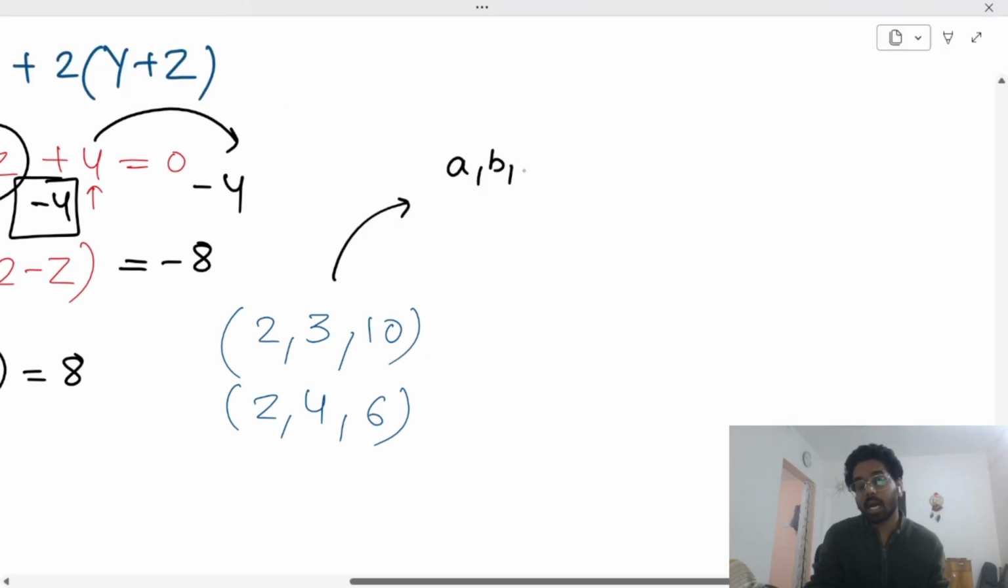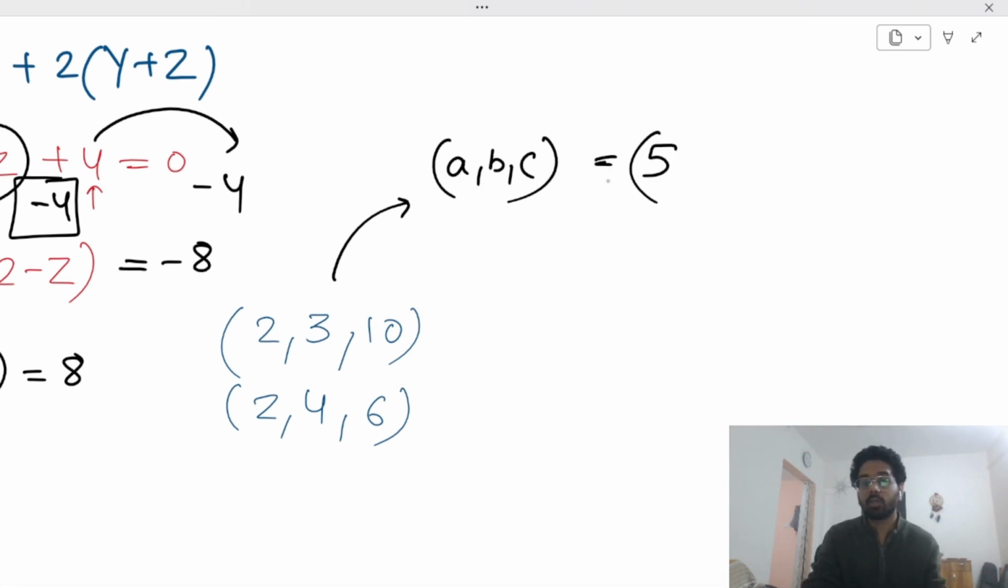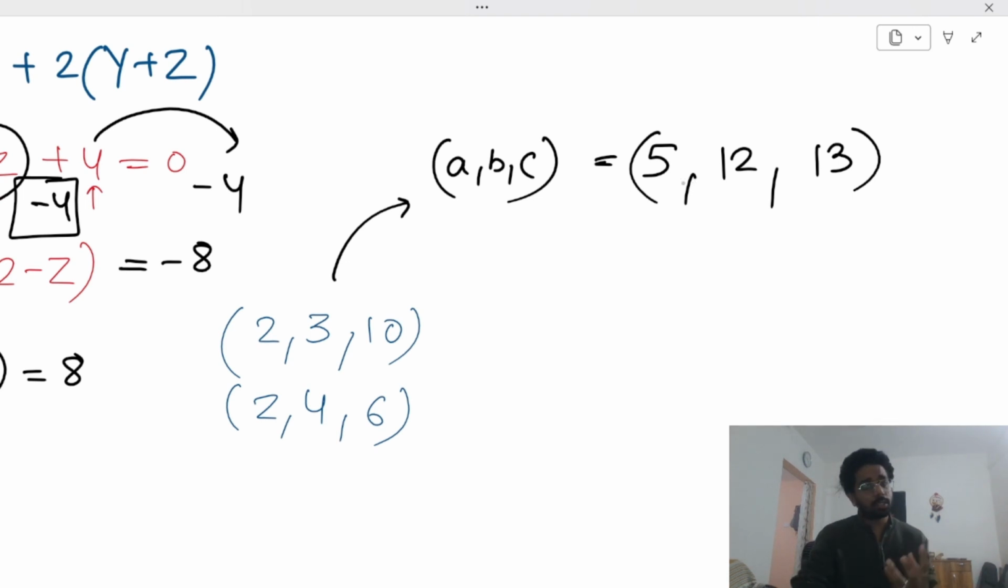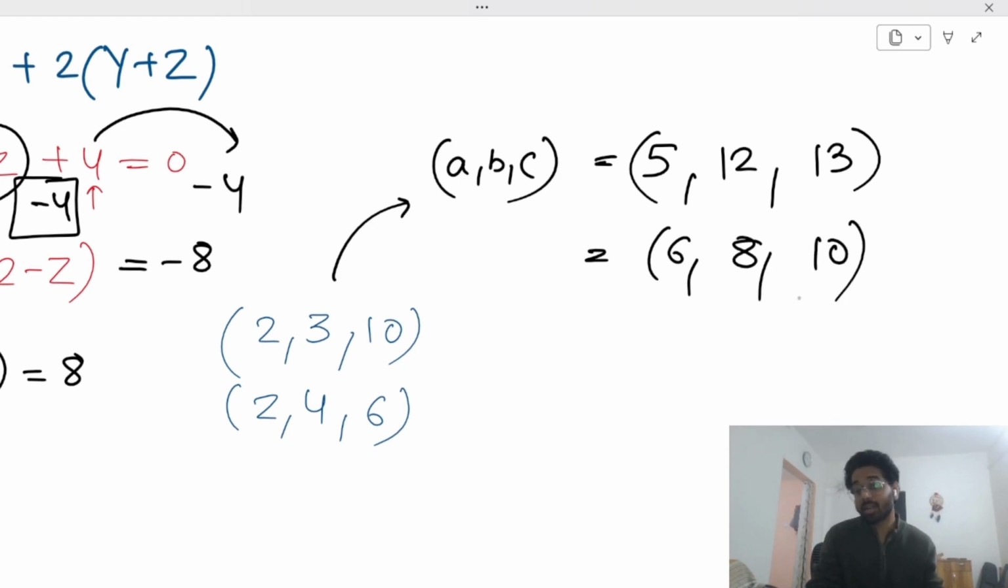as we have said, sides A, B, C are additions of any two of them. So 2 plus 3 is 5, 2 plus 10 is 12, and 10 plus 3 is 13. You can check the sum of two sides is more than the third side, and in this special case I guess this is a right angle triangle. Over here, 2 plus 4 is 6, 2 plus 6 is 8, and 4 plus 6 is 10, again this is a right angle triangle. This is again very important.